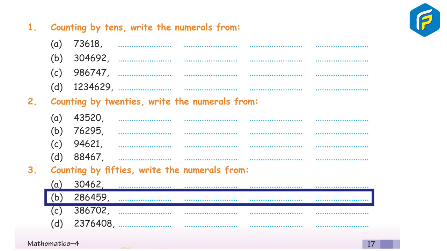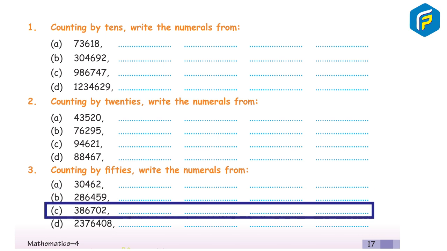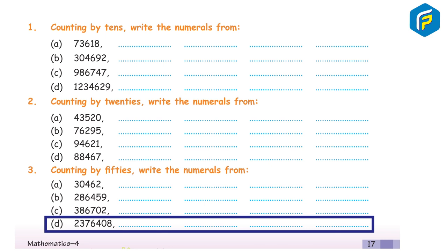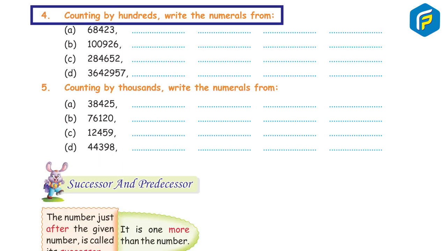B, 2,86,459. Answer, 2,86,509, 2,86,559, 2,86,609, 2,86,659. C, 3,86,702. Answer, 3,86,752, 3,86,802, 3,86,852, 3,86,902. D, 23,76,408. Answer, 23,76,458, 23,76,508, 23,76,558, 23,76,608.